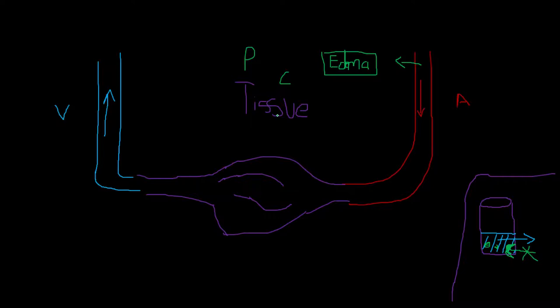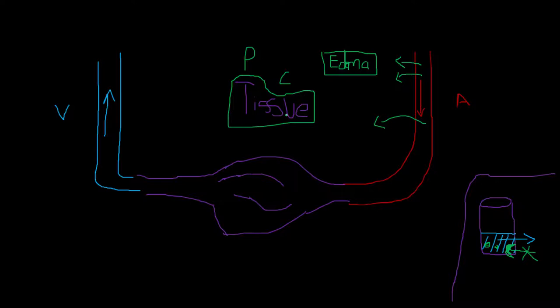Okay, so the tissue pressure is going to be high. So it means that this is now going to keep drawing more fluid into the space. So more fluid is going to be drawn into the tissue space. Now what happens is that once you draw more fluid and more content, the pressure within these tissues is actually going to increase.